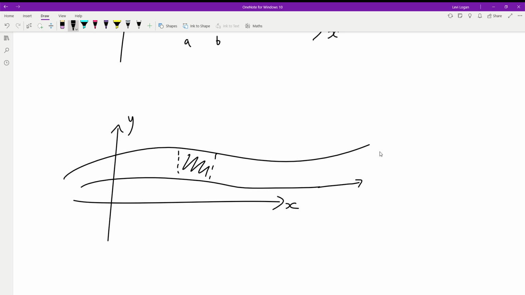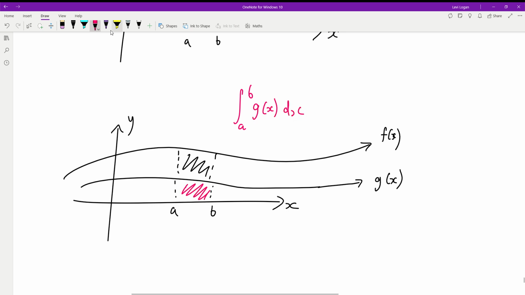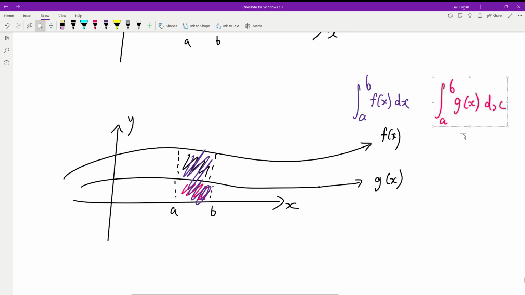So first of all, we gotta name these curves. So let's call this top one f of x, and let's call this bottom one g of x, and we need specific bounds, so a and b. If the integral gives you the area under the curve, that means the integral between a and b of g of x dx will give you that area there. Now, the integral between a and b of f of x dx will give you this entire area there. So if you subtract the two of them, in other words, you subtract the red one from the purple one, you will get the area in between. So in other words, this area here.